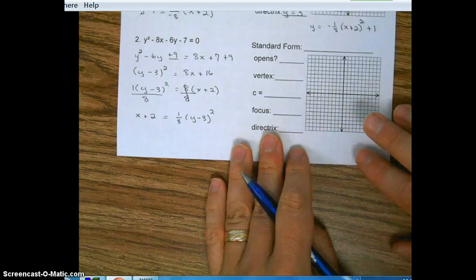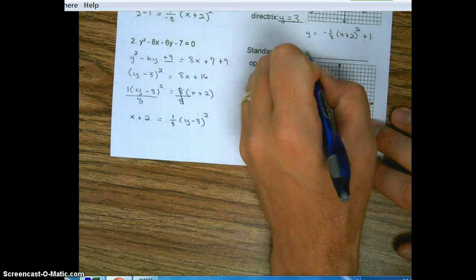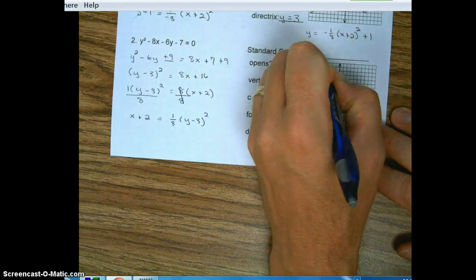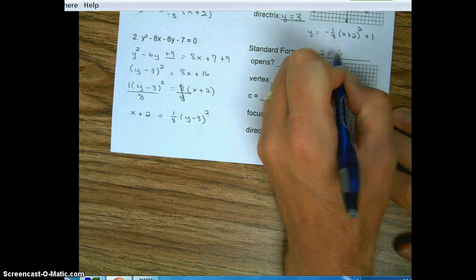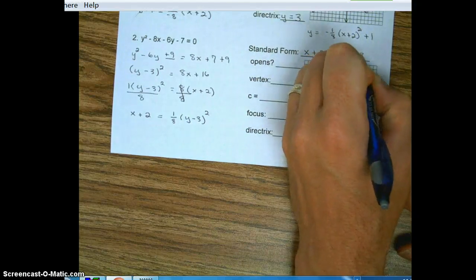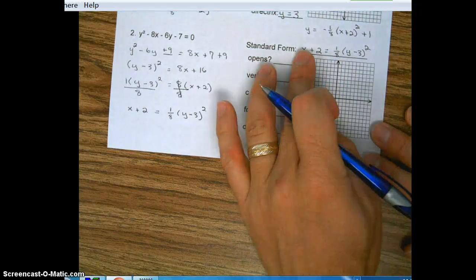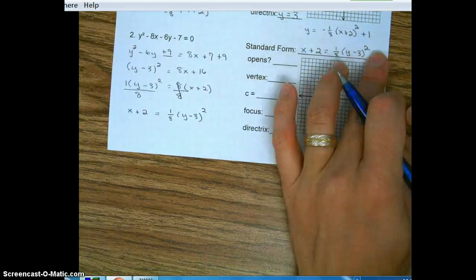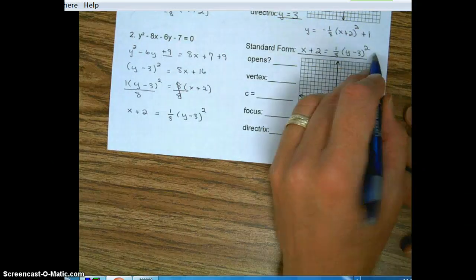And there's standard form. I don't like calling it standard form, to be honest with you. But regardless, that's what this author calls it. Remember, if you want to make this into vertex form, simply move the 2 to the other side. So we would have the minus 2 over here.